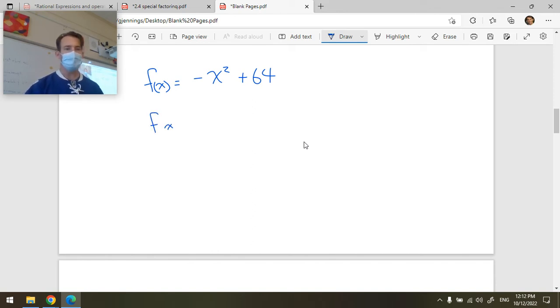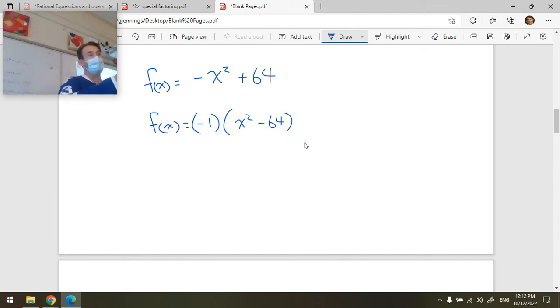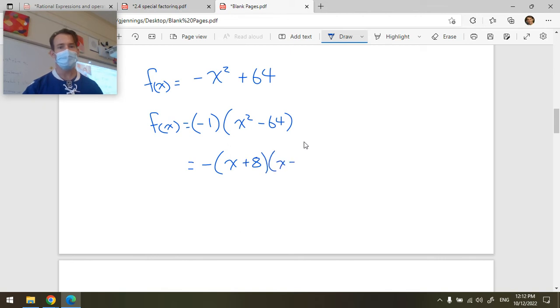That means f of x, let's common factor out a negative 1. Negative 1 multiplied by x squared minus 64. Okay? And now it looks more like a difference of squares that we would see. I just divided both of those things by negative 1. I moved the negative 1 outside, the same way that I can remove a common factor. And that basically just flipped the signs of both of those terms. Now I have negative x plus 8 times x minus 8.